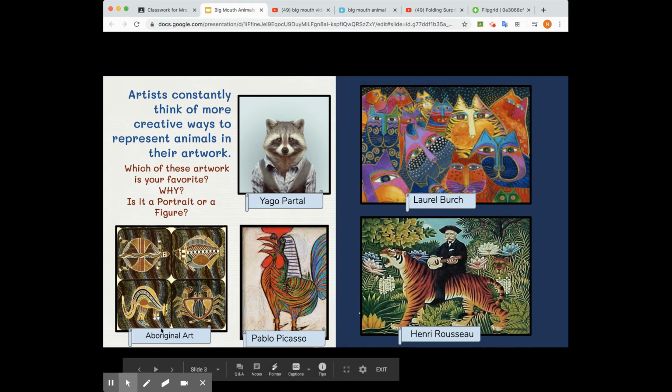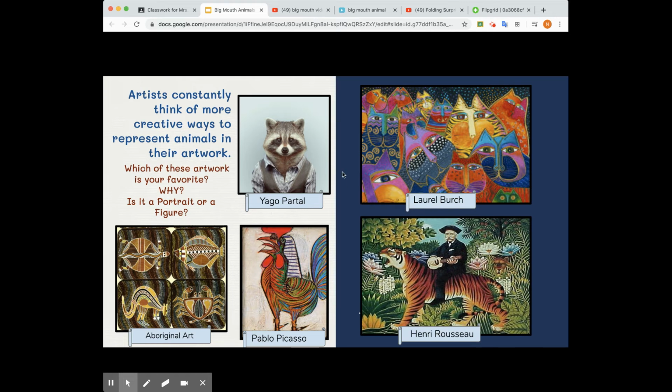Here is some Aboriginal art. This one is by Pablo Picasso, Diego Portal, Laurel Birch, and Henri Rousseau. Which one of these artworks is your favorite, and why? Is it a portrait or a figure?